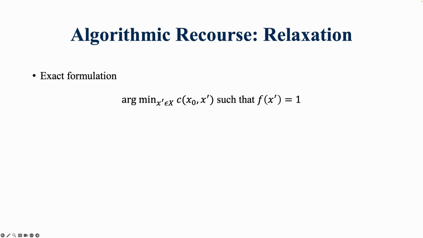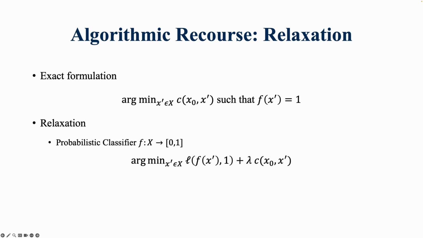Another way to express it is by relaxing the strict requirement that the model output must be exactly 0 or 1. Instead, we use a probabilistic classifier that produces outputs between 0 and 1, and this lets us rewrite the original formulation in a relaxed form. The relaxed objective has 2 components, the cost and the validity. We still aim to keep the cost low, and at the same time, we want the model's output f to be as close to 1 as possible. We measure this closeness with a loss function L.